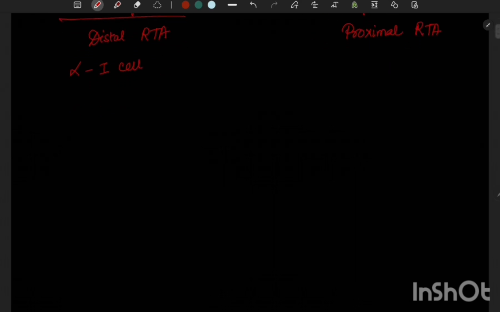RTA type 1 is known as distal RTA, whereas type 2 is known as proximal RTA. Why distal RTA? Because this is the defect in the alpha intercalated cells of the cortical collecting duct.